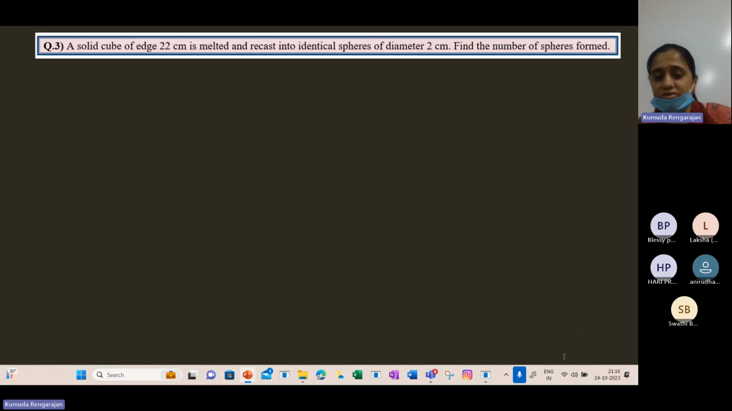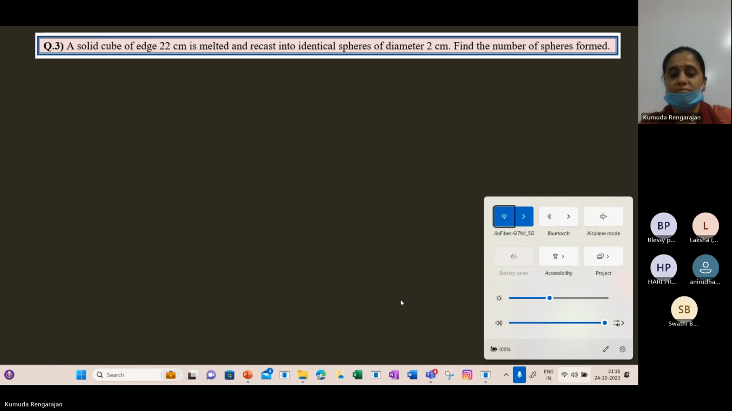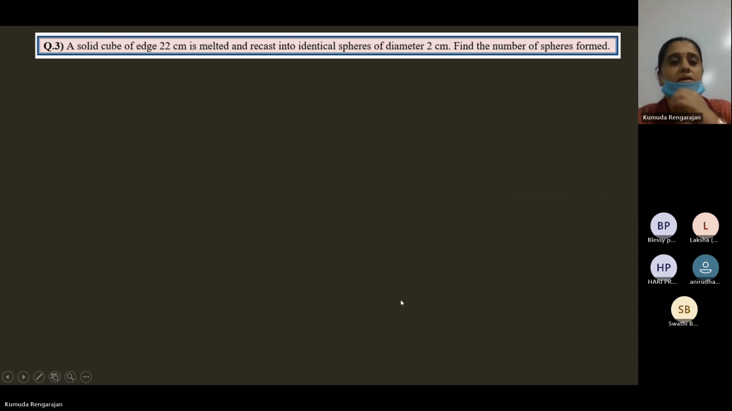Yeah, children, this is the next question. A solid cube of edge 22 centimeters is melted and recast into identical spheres of diameter 2 centimeters. Find the number of spheres formed.